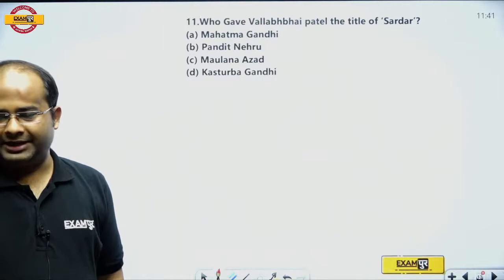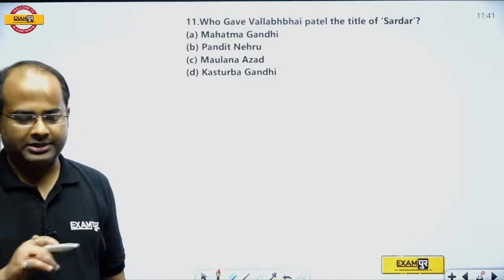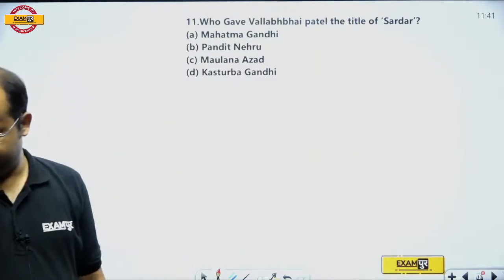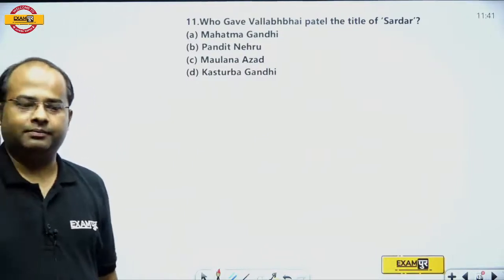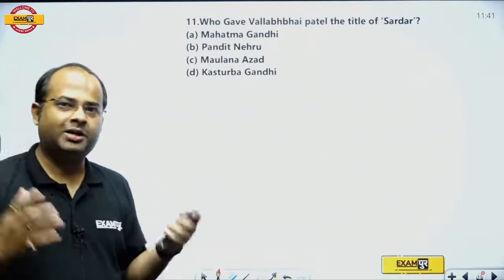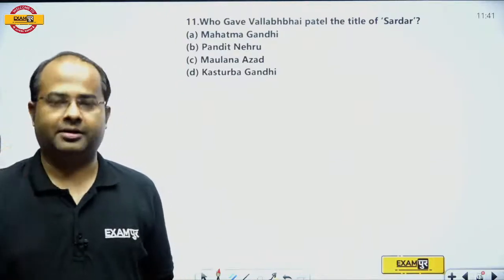Now, who gave Vallabhbhai Patel the title of Sardar? Sardar means leader. Don't take it in the sense in which we call Sikh people who wear turbans Sardar. Sardar means leader.